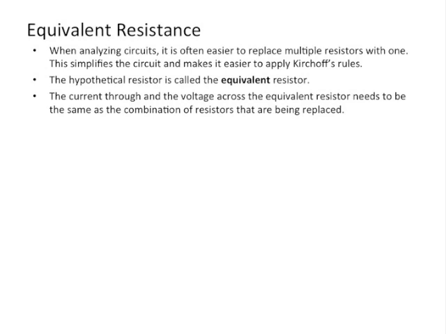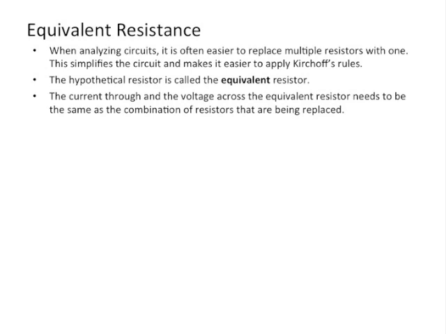When we analyze circuits, it's often easier to have a battery and one resistor than, say, a battery and 2, 3, or 4 or 100 resistors. So essentially the goal is to make something complicated into something very simple and basic, a battery and a resistor. We're going to replace this more complicated circuit with this equivalent resistor to make it easier. But what has to be true is, from the battery's perspective, the current through and the voltage across the equivalent resistor needs to be exactly the same as the combination it's replacing.